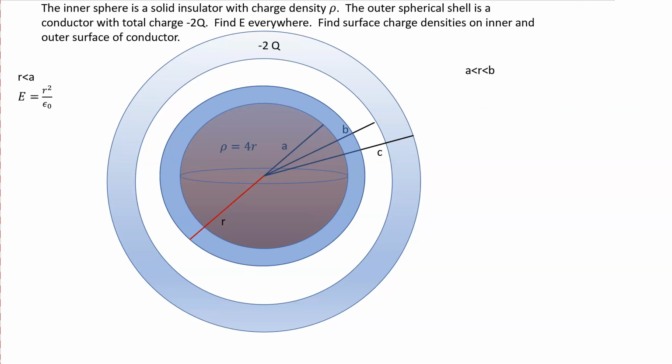Okay, so the next region, now we want to be between a and b. So that's what this is telling us here: r is between a and b. I've done the same thing. I've drawn another sphere. This time the sphere is bigger than the insulator because that's the region I'm in.